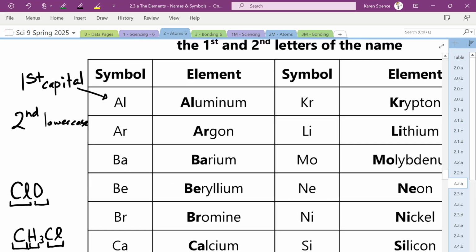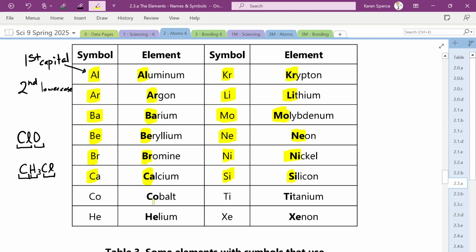Now, most of these, a lot of them, where do they come from? They simply come from the first 2 letters of the element name. Al, aluminum. Argon, Ar. Barium, Ba. Beryllium, Be. Bromine, Br. Calcium, Ca. Krypton, Kr. Lithium, Li. Molybdenum, that's a fun one, Mo, neon, Ne, nickel, Ni, silicon, Si. Oh, and there's a whole bunch more. Cobalt, Co, helium, He, titanium, Ti, and xenon, Xe. So that's like first, second letter.